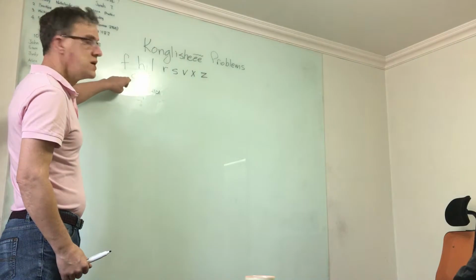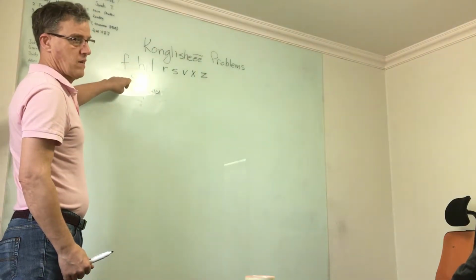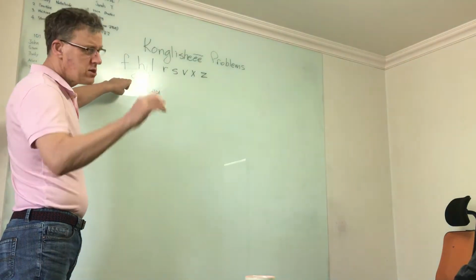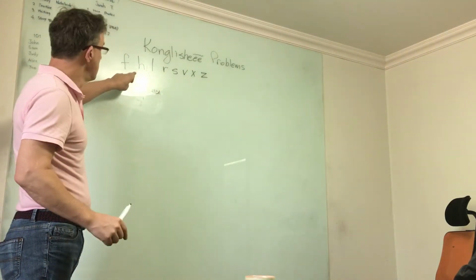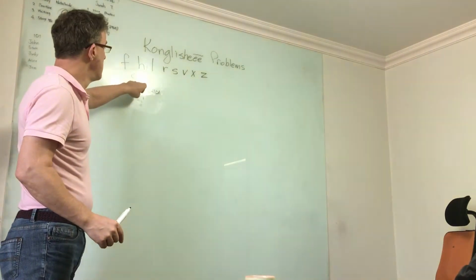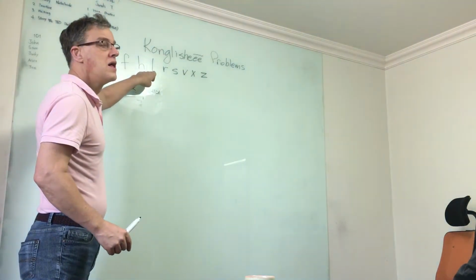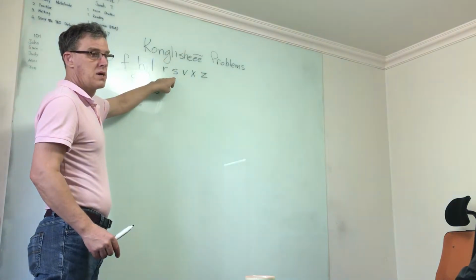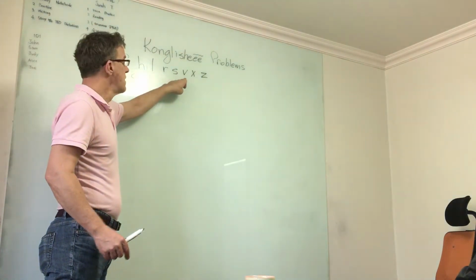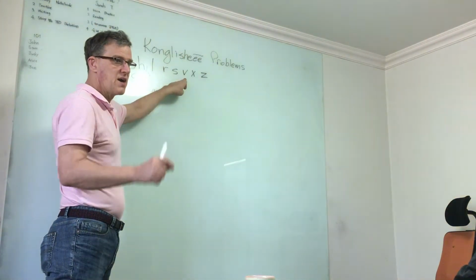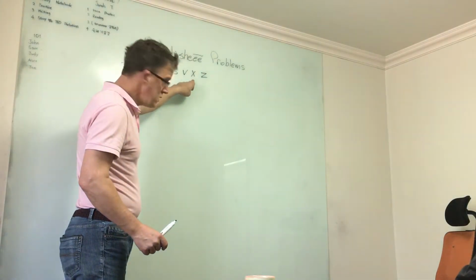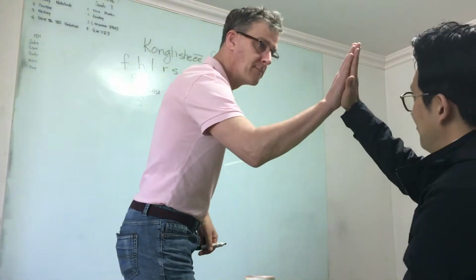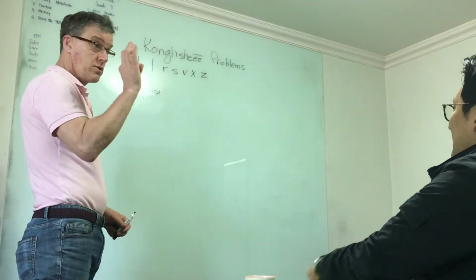F. Good. Z. G. A little bit longer. G. Okay. H. J. Okay. R. Good. S. Nice. V. A little bit longer. V. Okay. X. Good. And Z. Nice. Excellent. Well done. Okay. Good. You're doing great.